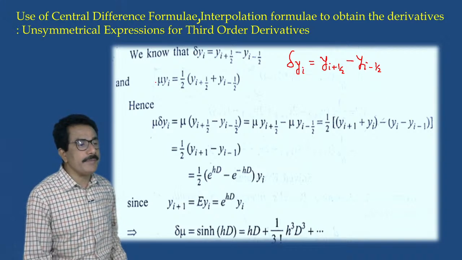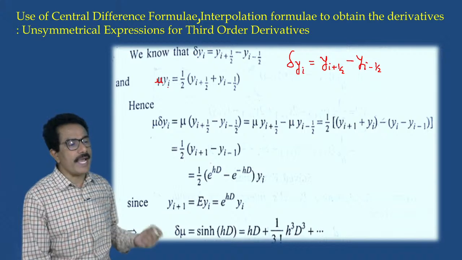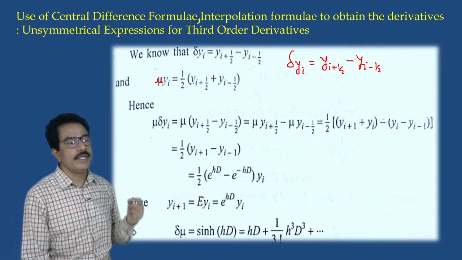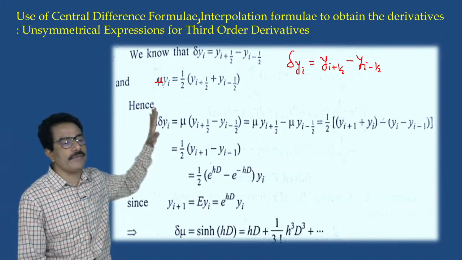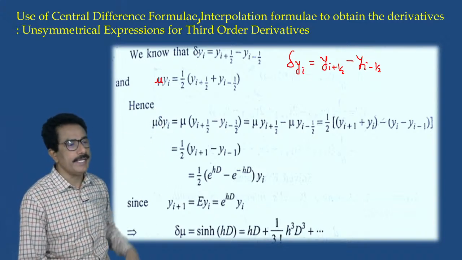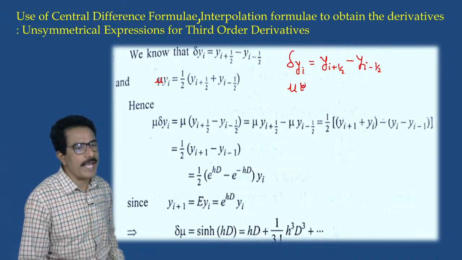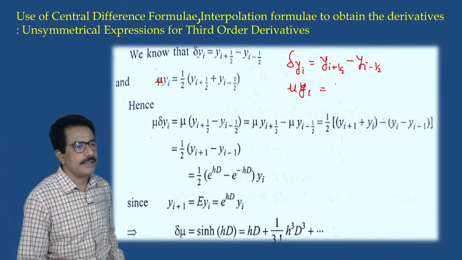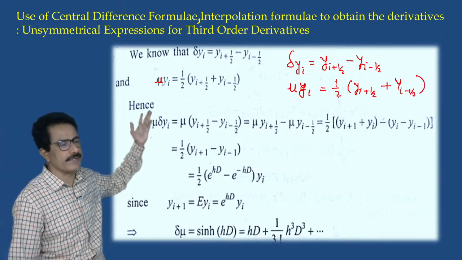Similarly, you know that the mean, mu of yi, is equal to 1 by 2 in a bracket y i plus 1 by 2 plus y i minus 1 by 2. This is the formula for the mean or mu of yi. This is the formula for delta yi. We have seen these formulas in the central differences.